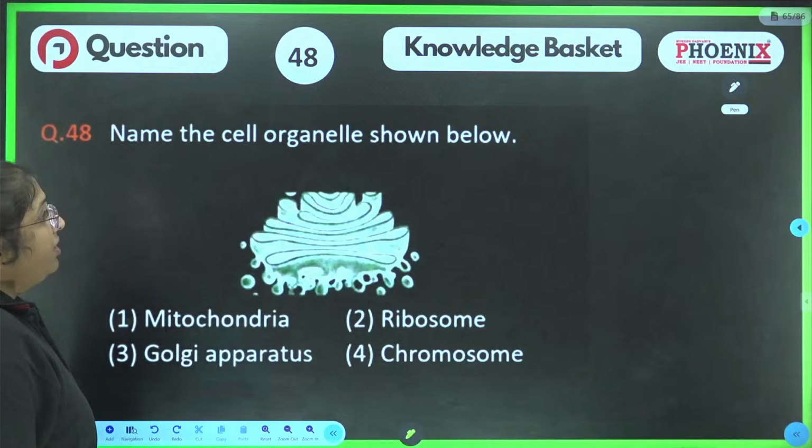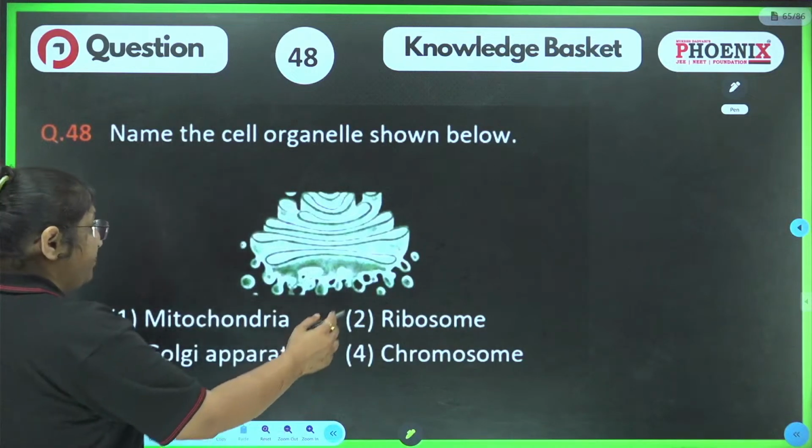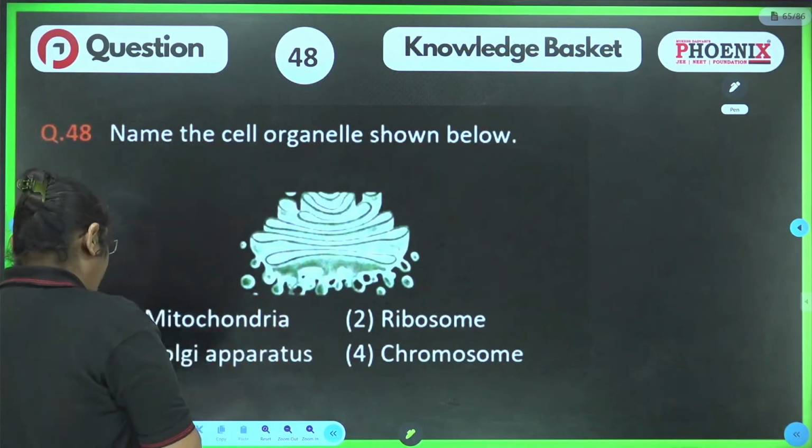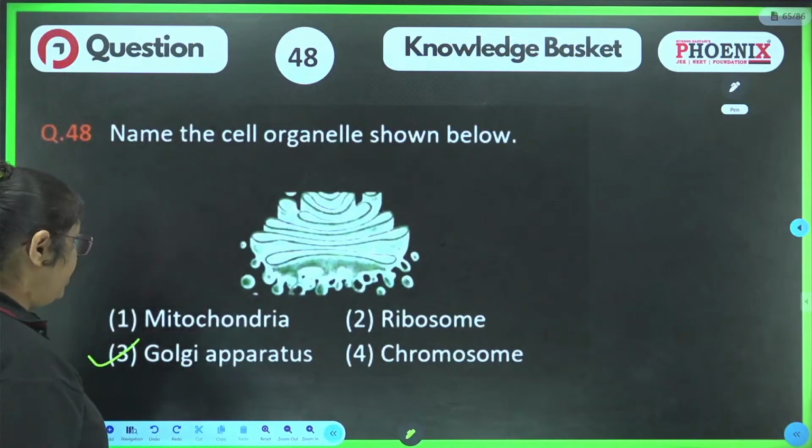Name the cell organelle shown below. Yes, definitely it is the Golgi apparatus.